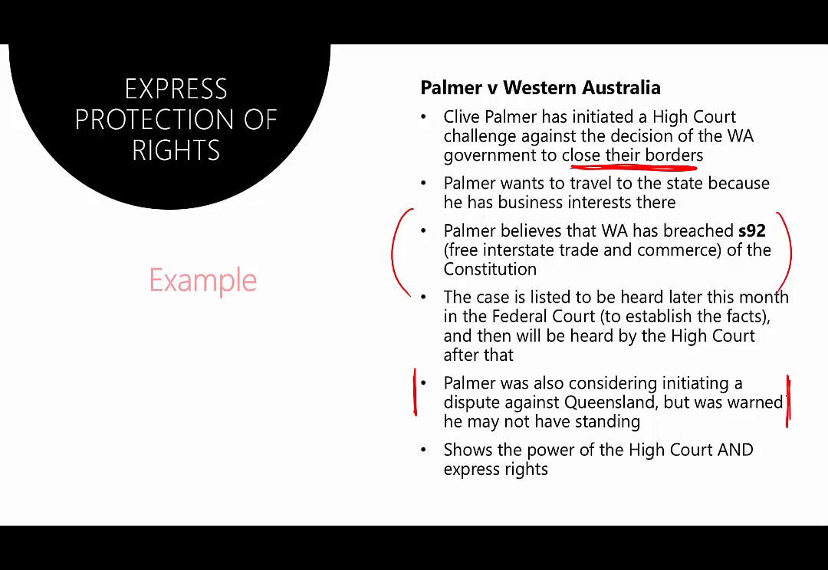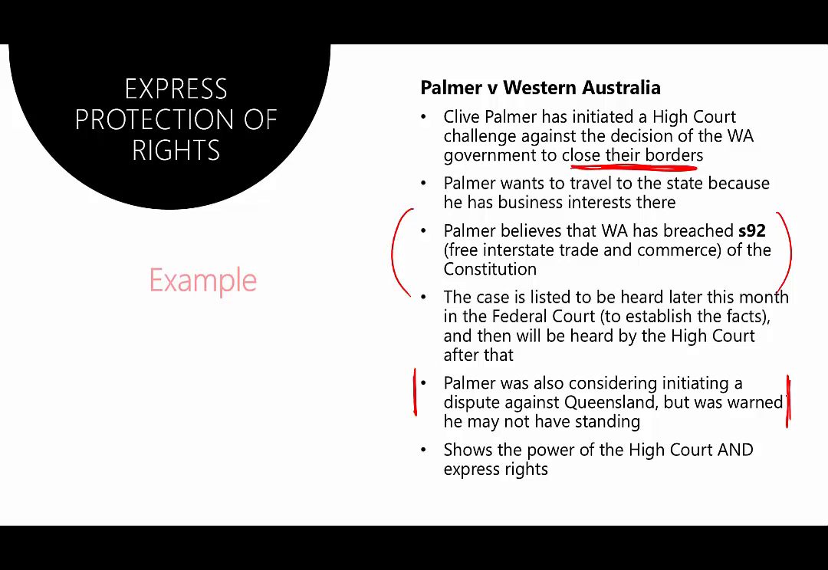And in a way, this example shows the power of the High Court, because the High Court can declare WA's decision unconstitutional potentially, but also express rights mean you can't make a decision that breaches these. And the key question the High Court will have to consider is what was the primary reason for closing the borders. If the primary reason was to restrict trade and commerce, then it would be unconstitutional.